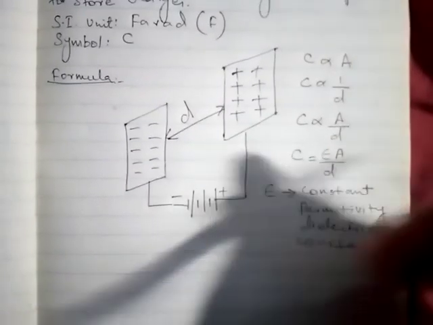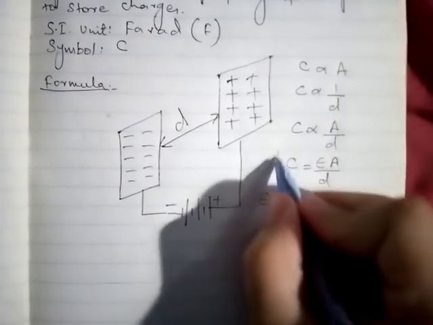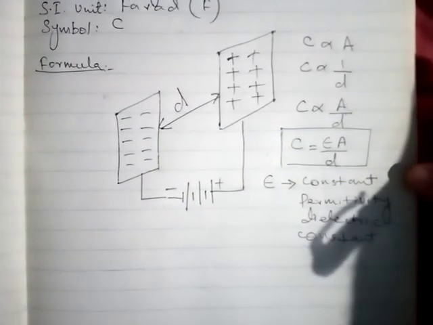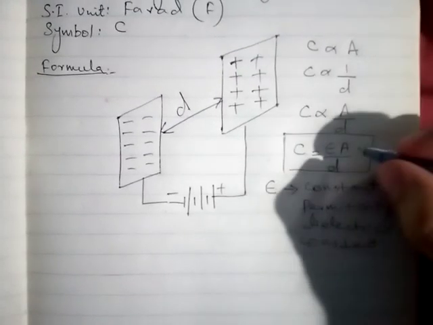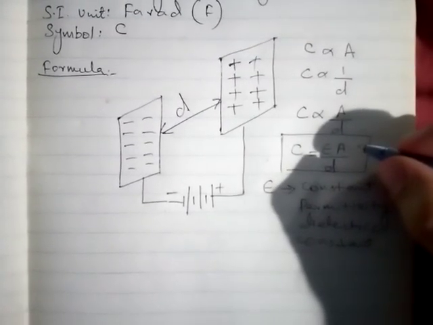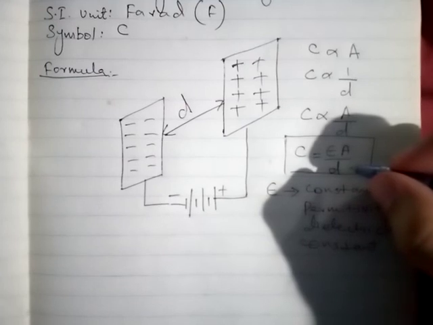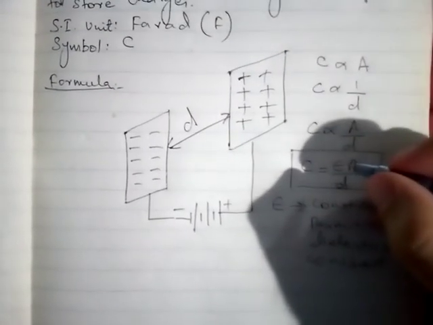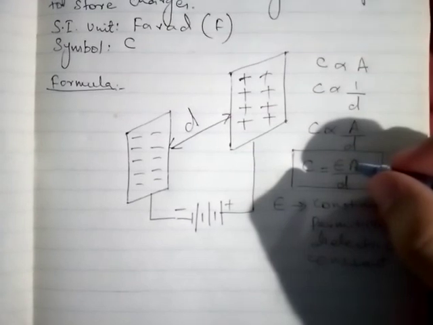So this is the formula: C is equal to epsilon A upon D. Here A is the area of a plate, D is the distance between the two parallel plates, and epsilon is the dielectric constant.